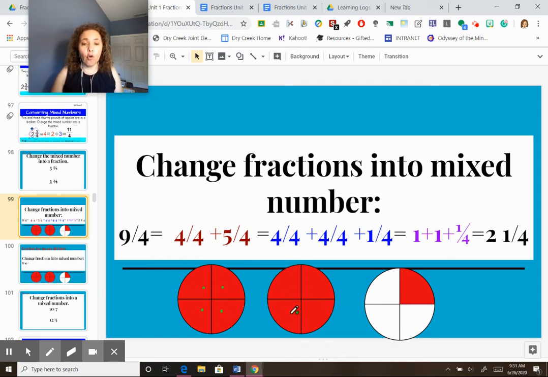I already had 4, 5, 6, 7, 8. Not quite. I got to go another one. So draw another circle, break it up into fourths, and I only need one more, right? Because I already had 8. One more gives me 9/4, and I can clearly see I have 2 wholes and 1/4. So I can break it apart, I can draw a picture. And of course, you know me, got to have a shortcut, right? So shortcuts coming up.